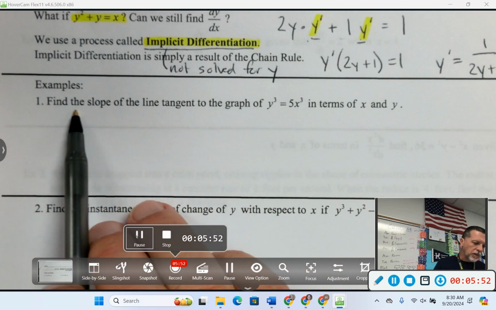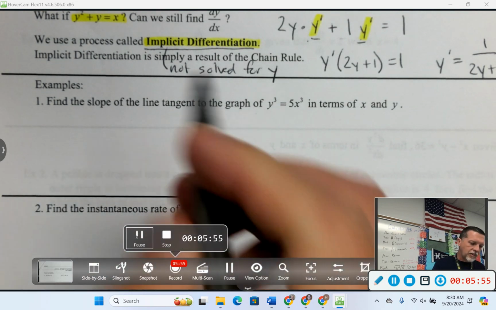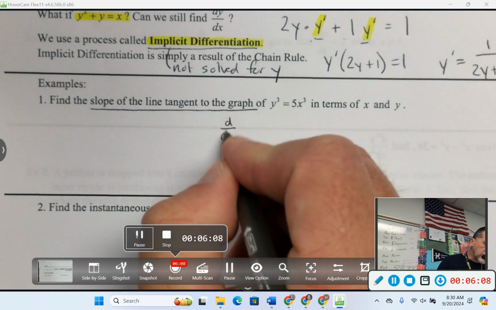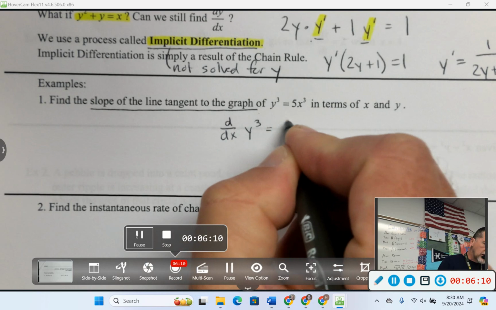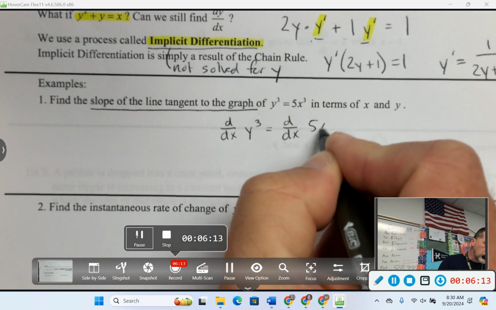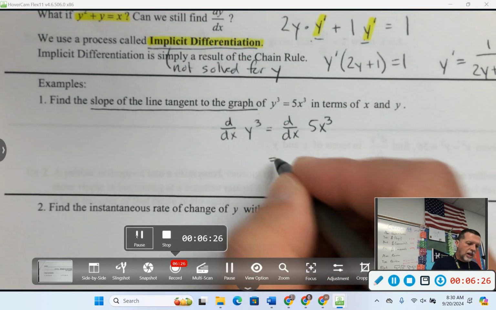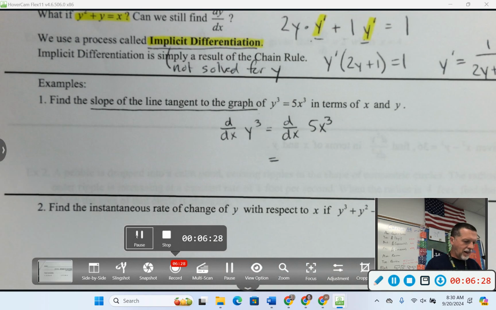Okay, let's do some examples. Find the slope of the line tangent to the graph. Again, we just like to use the fancy words for derivative. y cubed equals 5x cubed in terms of x and y. So I want to take the derivative of both sides. I'm not going to write that step every time because that's just what we're doing. You don't have to write that. But the first couple times I'll write it. Okay, right hand side, that's the easy side.